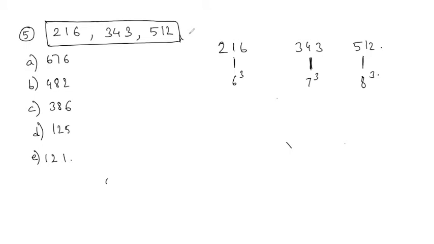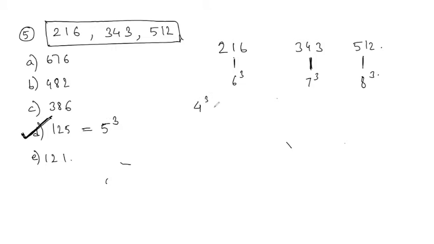So now what should we do in the options? We should check for cubes of numbers. That's it. Ma'am, what is the answer? Option D. Correct. Why option D? What is 125? 5 cube. Exactly. 5 cube is 125. That's why it is option D.